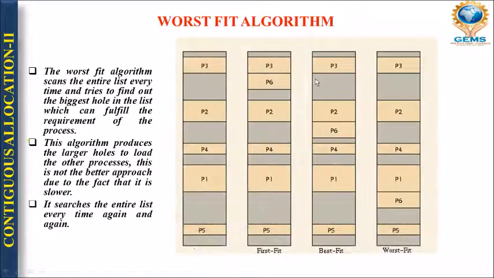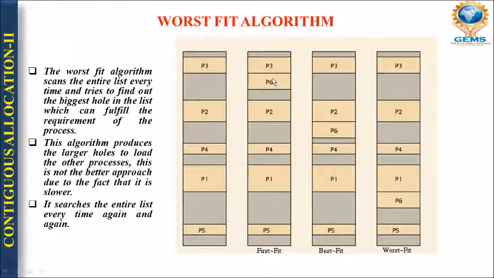So I have taken here a comparative study of how first fit goes, how best fit goes, and how worst fit goes. So this is the original one, meaning before allocating the process, right? And when some process is coming, say for example here P3, P2, P4, P1, P5 are already there, and some new process will come. So in the first fit, what is going to happen?